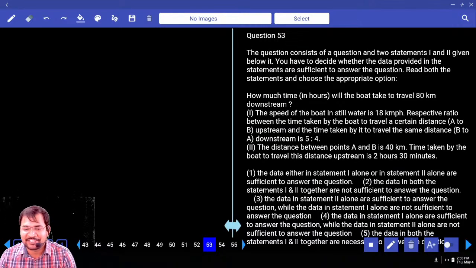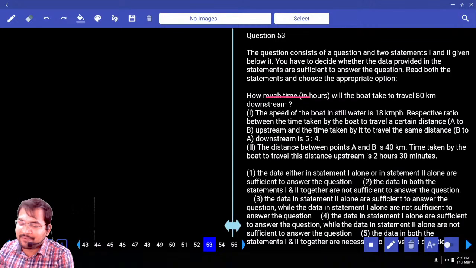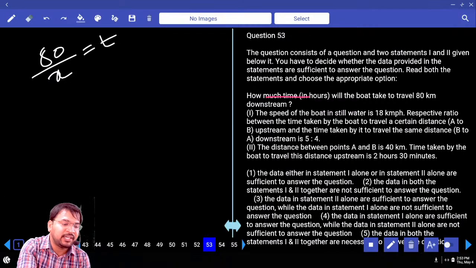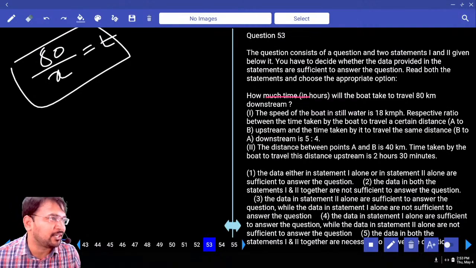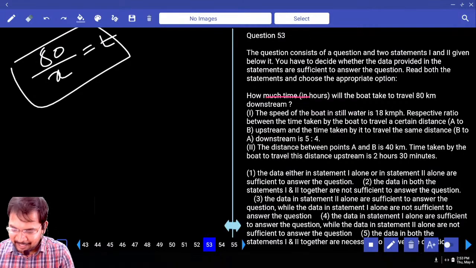Look at the first question. What are they asking? Time. So will the boat travel 80 kilometers downstream? So 80 by x is equal to time, na. And what do we need? We need x. x is nothing but the downstream speed. So from the statements we need x. Are you clear? Now see here, all of you.